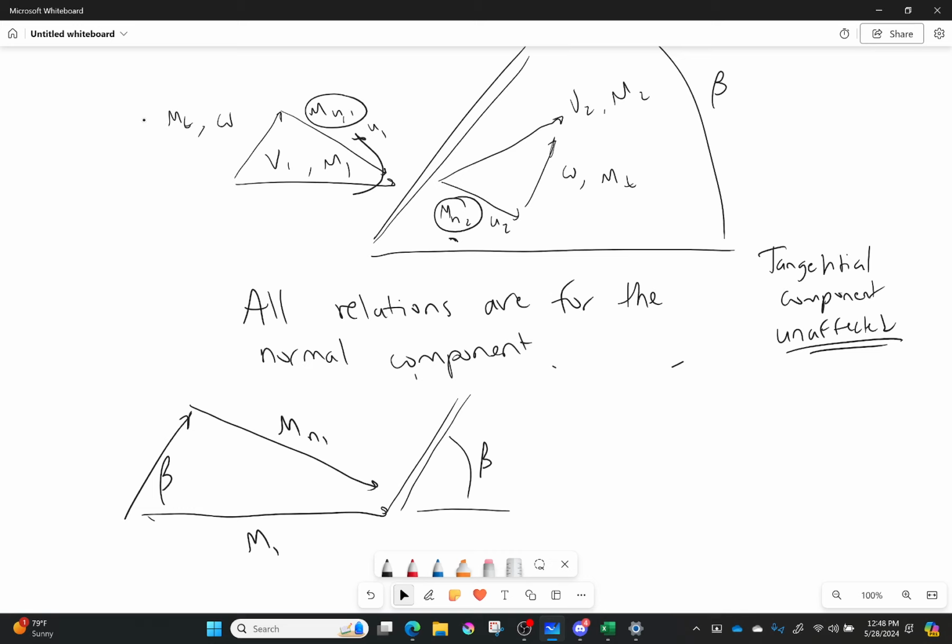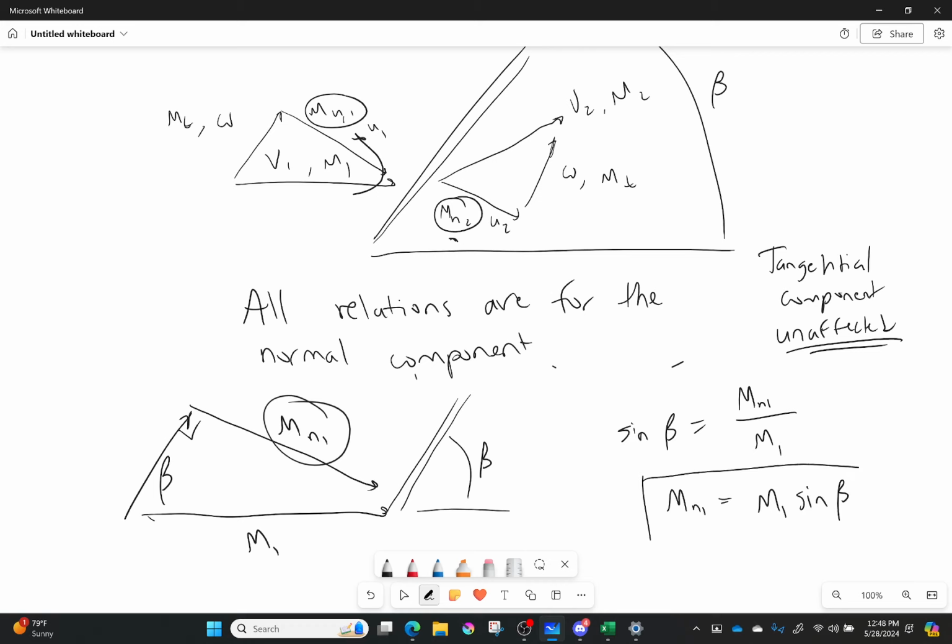So if I wanted to find out what my normal Mach number is, well, I know I can use the sine function because that's a right angle right there. And so I get that sine of beta is equal to my opposite over hypotenuse, so Mn1 over M1. And so my normal Mach number before the shock wave is equal to my Mach number times sine of beta. So if I know my Mach number and that shock angle, I know what my normal Mach number is. And from that, I can do the rest of my equations.